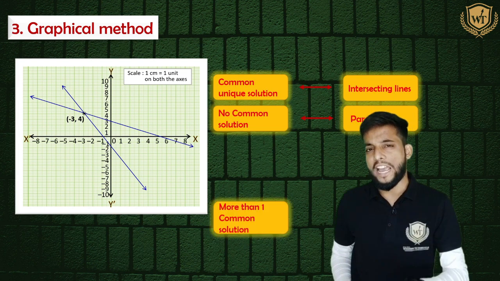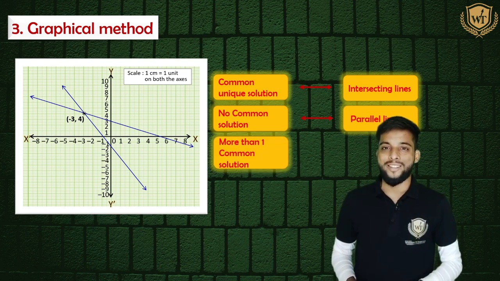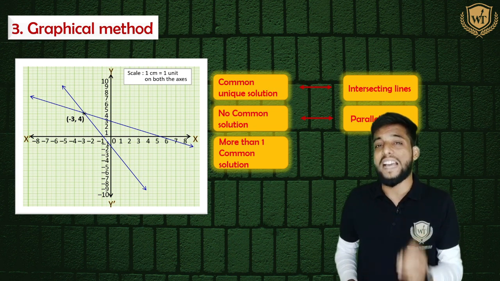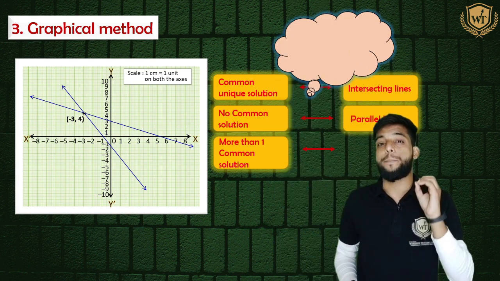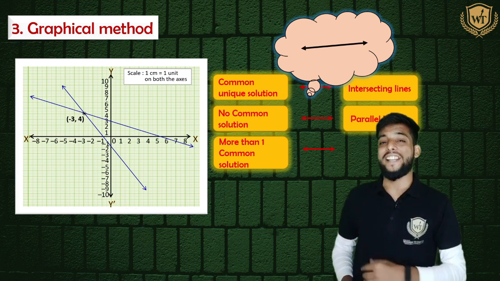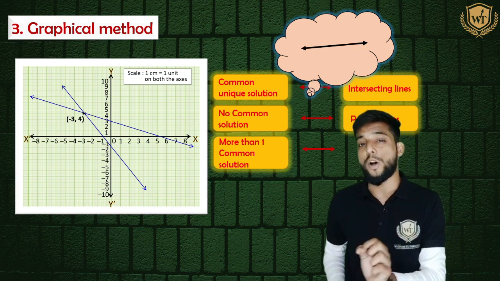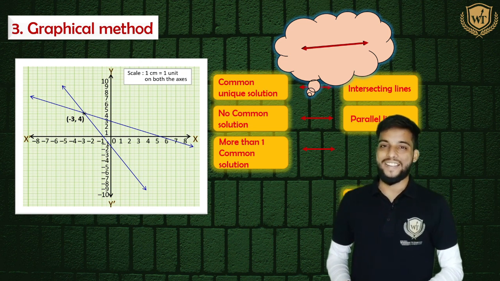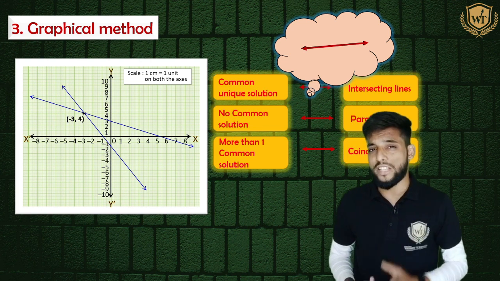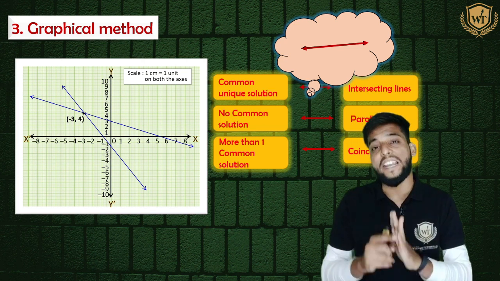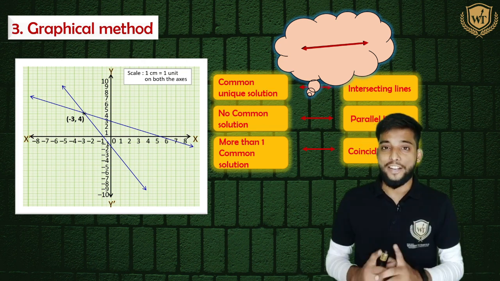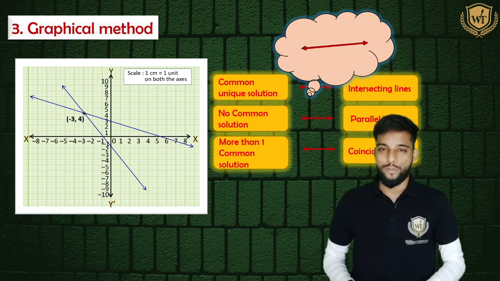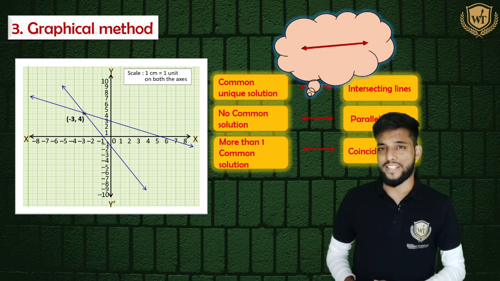Now ek aur condition hai. What if we have more than one common solution? More than one common solution aaya, matlab remember the lines will always be coinciding. Coinciding matlab overlapping. First line usi ke upar aa jayega second line. So remember, whenever you have more than one common solution, you will get infinite solutions. Infinite solution kab milega? When the lines are coinciding or overlapping. So I hope this concept is clear students.